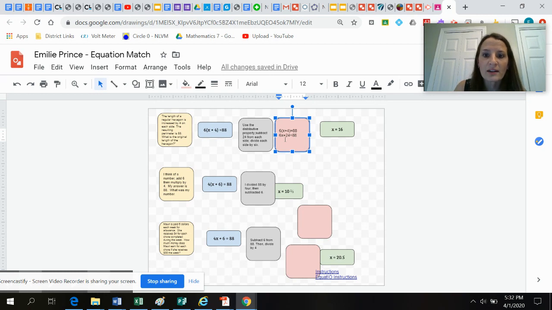It says then I subtracted 24 from both sides. Let me show that step. So my new equation at this point would be 6x equals 88 minus 24, which equals 64. And that makes a lot of sense because 64 plus 24 equals 88.